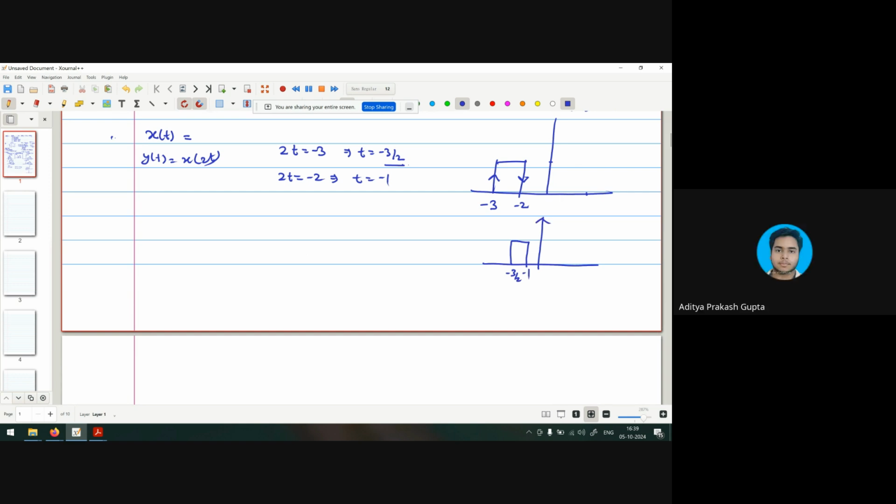But sir, -1.5 is not possible in a discrete signal, but it is possible in a continuous signal. Yeah, correct. I think this is your doubt. Yes, sir. Thank you, sir.